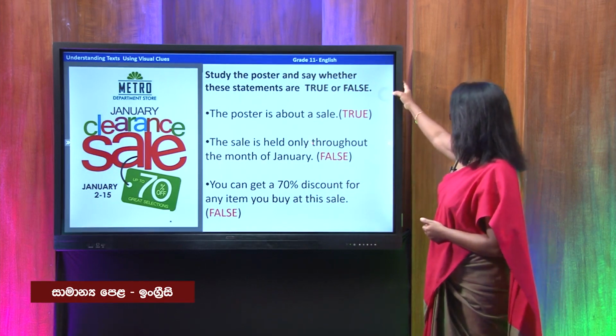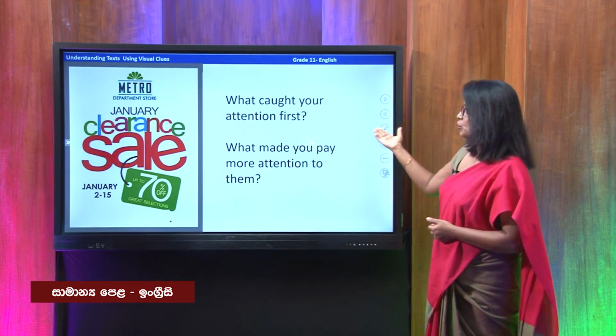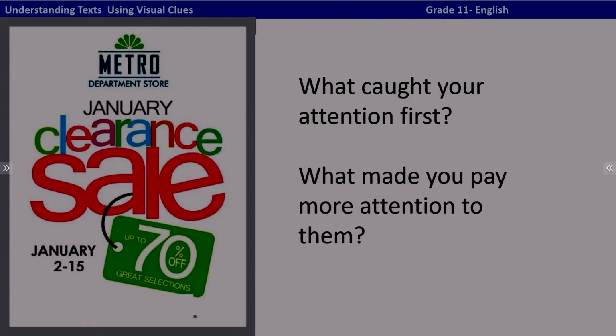So children, when you look at the poster, what caught your attention first? Yes, I'm sure the word sale or the word clearance and also the number 70. I'm sure they caught your attention first. And maybe because of that you were misled at certain places. Okay, what made you pay more attention to them? You're correct. It's the color. It's the size of the font.